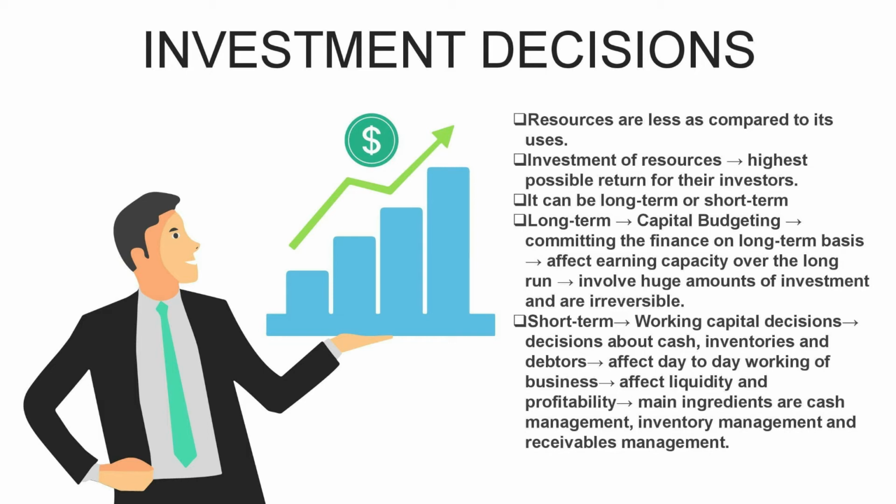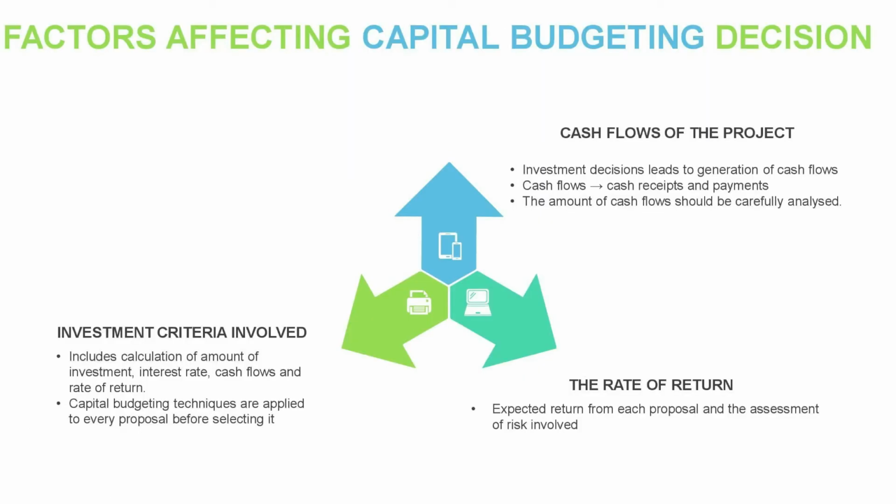The main areas of interest for the working capital decisions include the cash management, that is the inflow and the outflow of cash, inventory management with respect to raw materials as well as the products that have already been produced or the output, and of course the receivables management in terms of your debtors. Since we already said that capital budgeting decisions are irreversible in nature, it is also very important to identify the factors which affect these capital budgeting decisions.